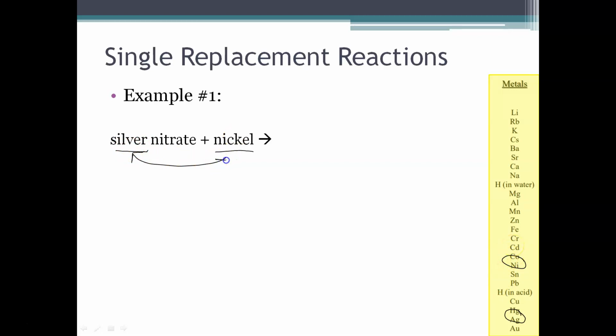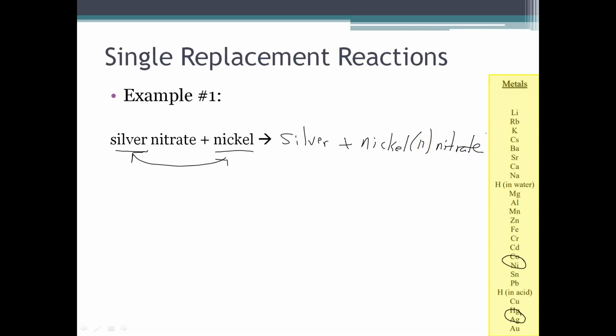So in this case, they will switch places. Your element that is now by itself is going to be silver, and nickel is going to create a nickel nitrate compound. Nickel usually likes a +2 charge, so we're going to say nickel 2 nitrate. All right, that takes care of it basically.